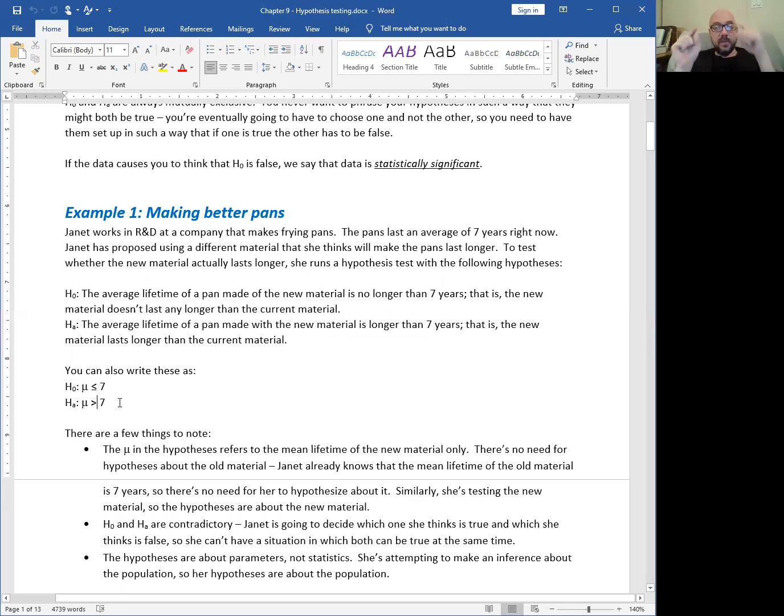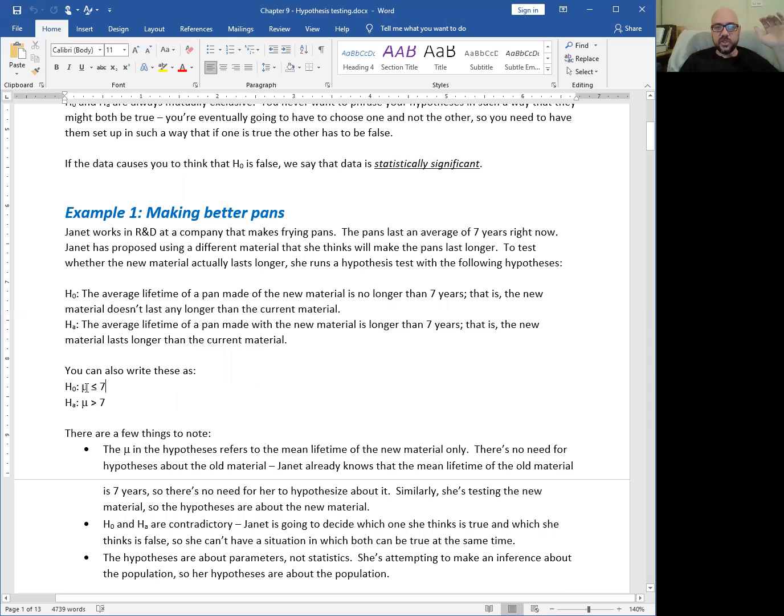Now, there's actually a lot of information packed in here in a couple of ways. The thing you want to see here, mu, this is talking about the population mean. So this means we have to identify this mu after reading this as the mean lifetime of these pans, or of the new pans, is 7 years or less, right?